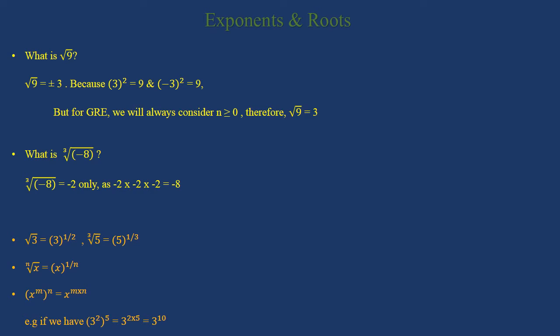In other words, if we have something like the nth root of x, it can be written as x raised to the power 1 over n. And (x^m)^n is equal to x^(m into n). This is called the power law.